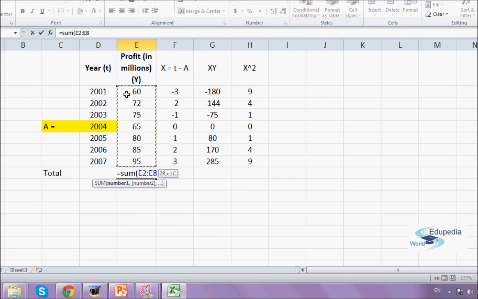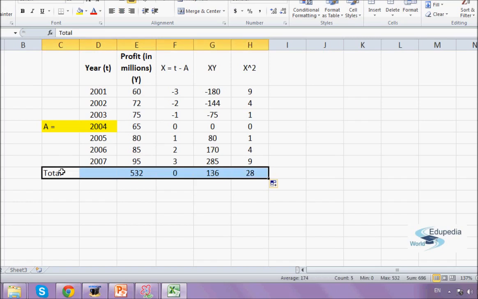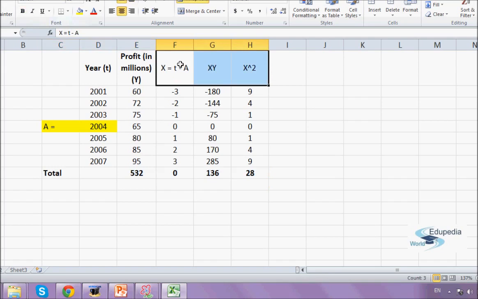So sum of y is 532, and then when I move on, sum of x, x y and x square are 0, 136 and 28, and here we see that the condition is met. The sum of x is 0. Okay, so we are now ready with all the data required. We can find the values of a and b straight away.